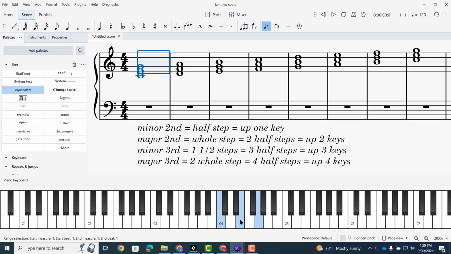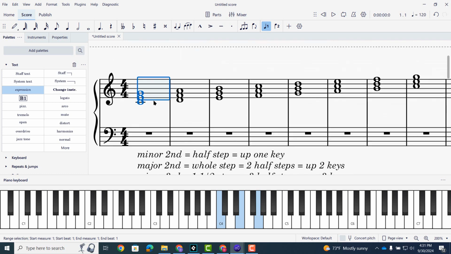But then let's count from this one to the next one in the triad. 1, 2, 3. We only have 3 half steps to get there. So when we have 3 half steps, see that one there? That's equivalent to a minor third. So this first chord is made up of a major third and then a minor third, starting from the bottom.